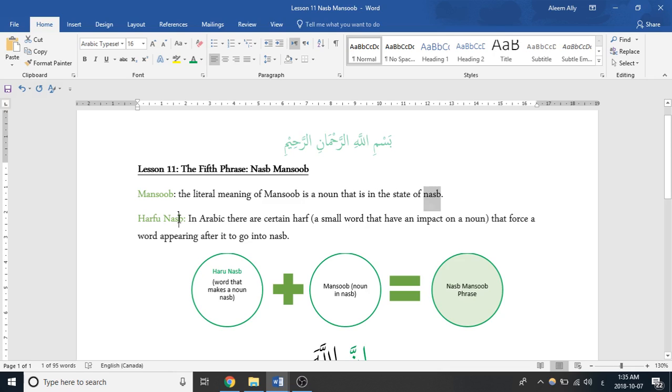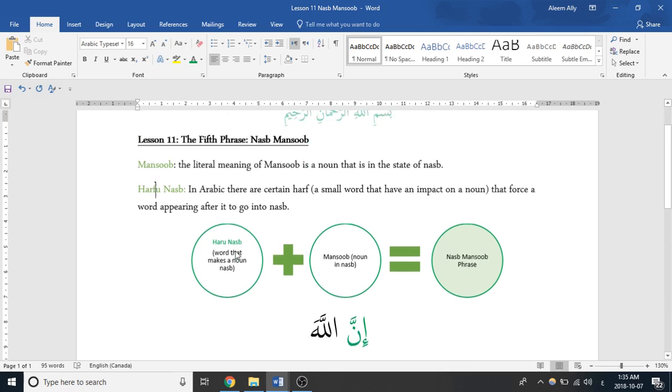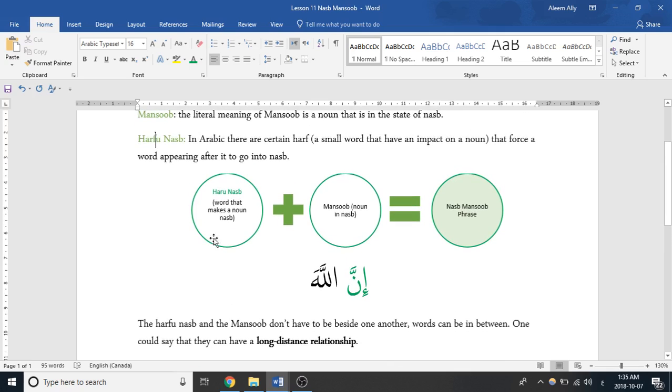Harfu Nasb is a particular harf, which we said was a small word that has an impact on a noun, that forces a word appearing after it to go into Nasb. So this is the setup. You usually have Harfu Nasb and then a word being forced into Mansoob. But the interesting thing that one should note is that there could be multiple words in between.